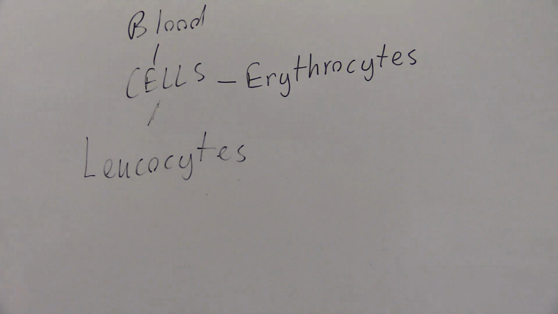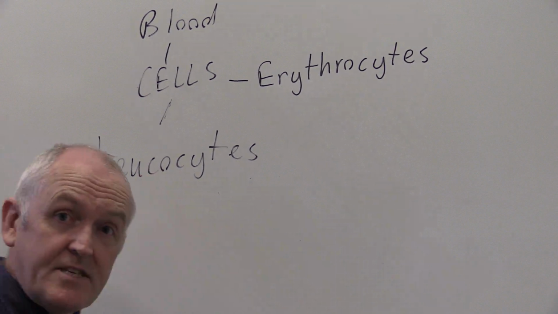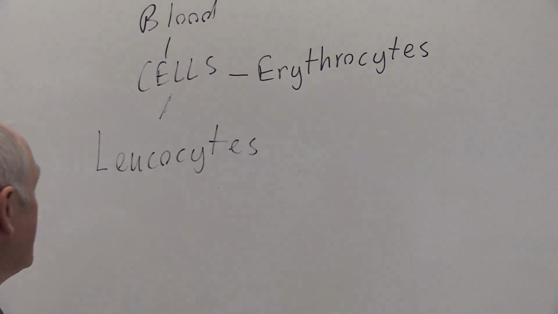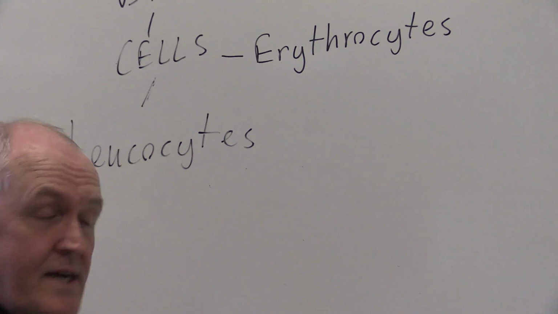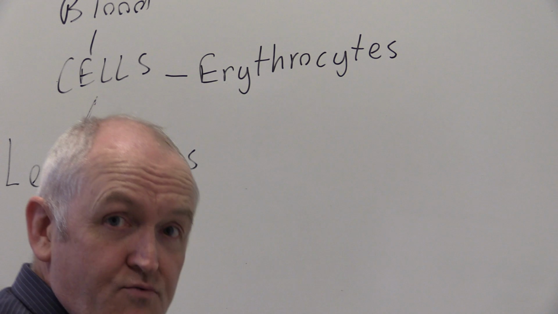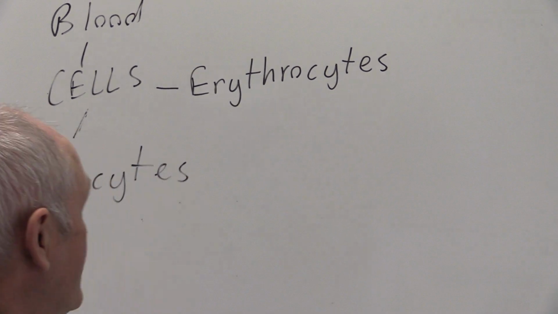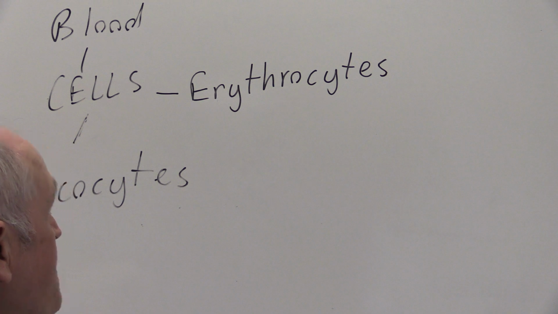So leuco means white, and in the UK we spell this with a C. In the States it's often spelt with a K. So leuc means white, leukocytes literally white cells. Erythrocytes, erythro means red, so literally the red blood cells are the erythrocytes.